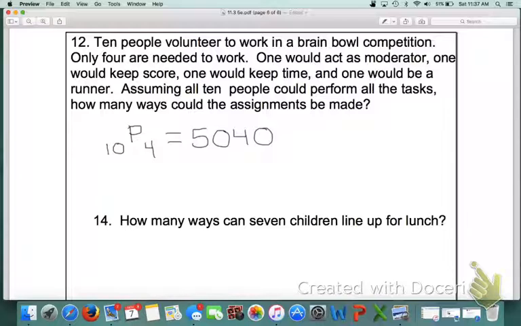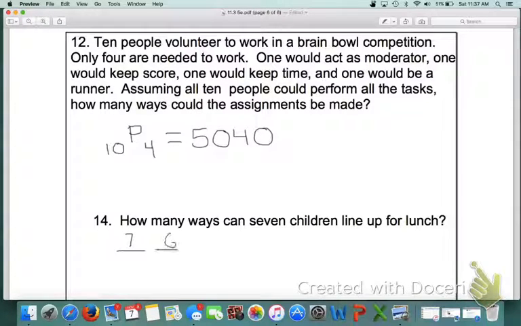Okay. So when the children line up for lunch, order matters. When the 7 children line up for lunch, okay, in that first slot we could have 7, in the next slot we could have 6, then 5, then 4, then 3, then 2, then 1, okay?